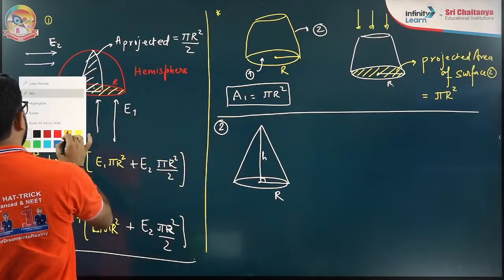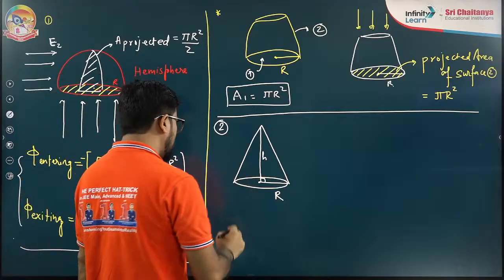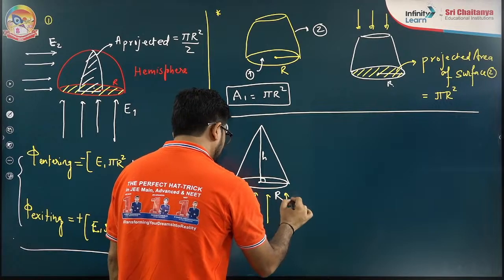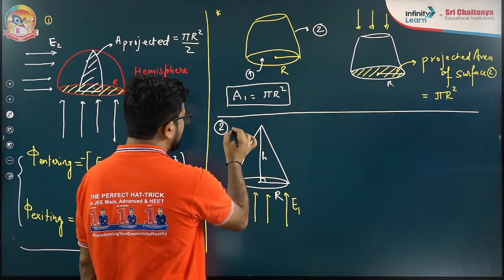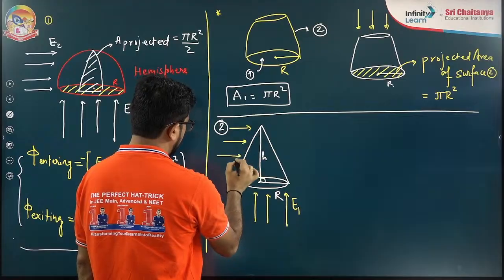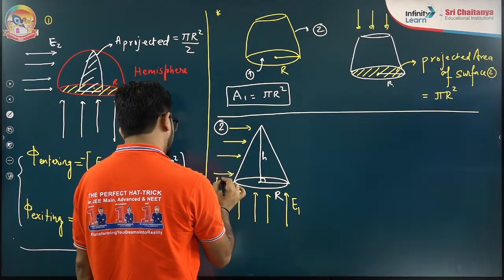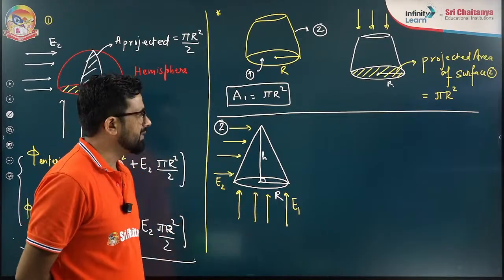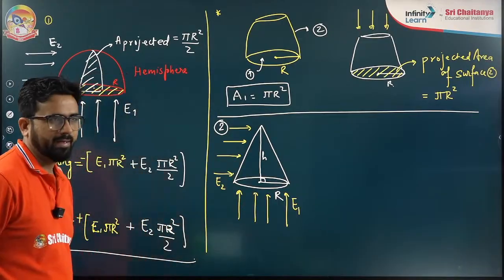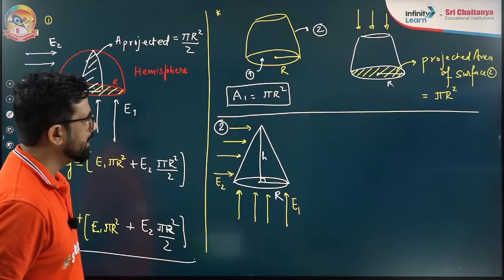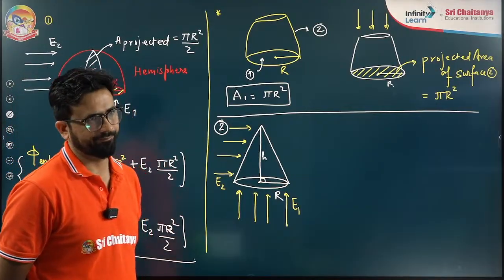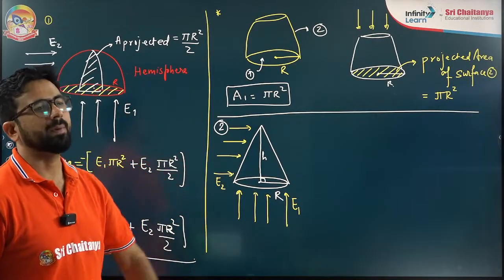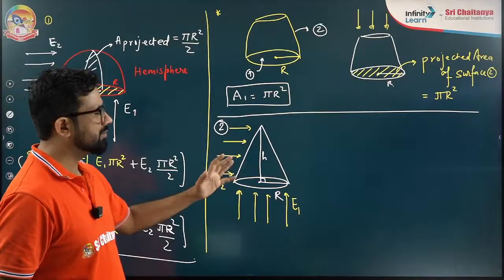Now try to understand it better. I am putting two fields here. One field is like this, this is E1, and from this side also there is a field, that we call E2. Now the question is, please write the flux entering and the flux exiting. We have to solve it. Got it, beta?